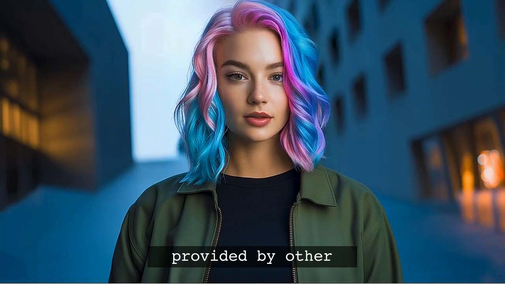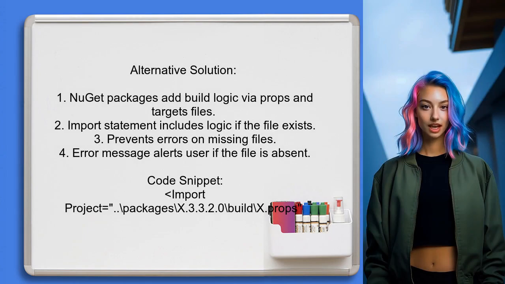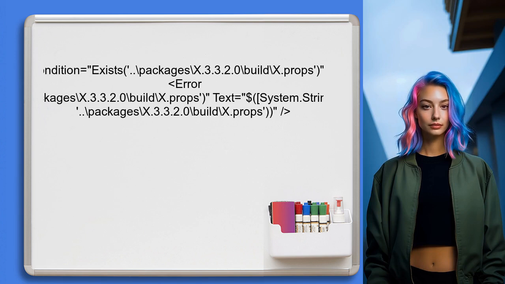Now let's look at the answers provided by other users. This user explains that NuGet packages add build logic to projects through props and targets files. When a package is installed, these lines are added to the csproj file to include that logic. The import statement ensures the logic file is included only if it exists, preventing errors if the package hasn't been restored. If the file is missing, an error message is generated to alert the user.